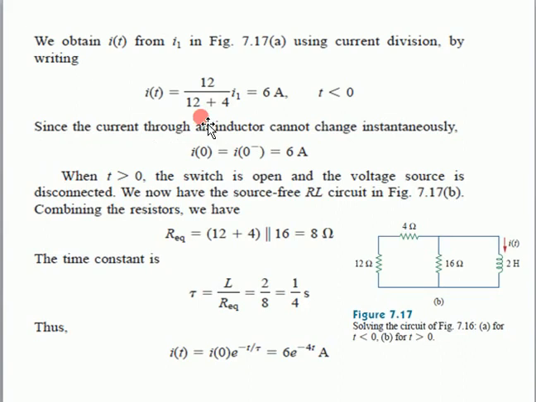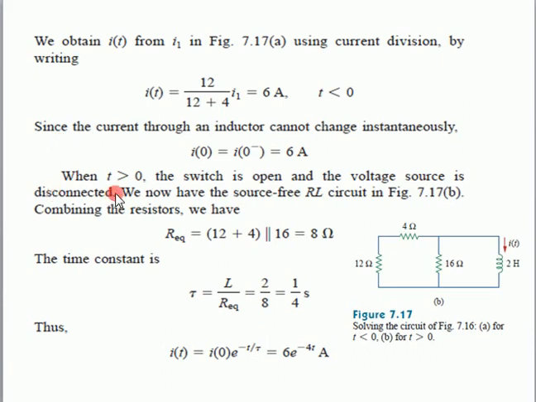i(t) is equal to, we are applying the current divider rule here. So what is the current divider rule? Total current multiplied by the resistor in which that current is not flowing, divided by the total resistance. So i(t) is equal to 12 into 8, I1 is 8, divided by 12 plus 4, that is equal to 6 ampere. And basically this 6 ampere is for t less than 0. Since in an inductor the current cannot change instantaneously, i(0) is i(0-), meaning the time is less than 0, that is equal to 6 ampere.